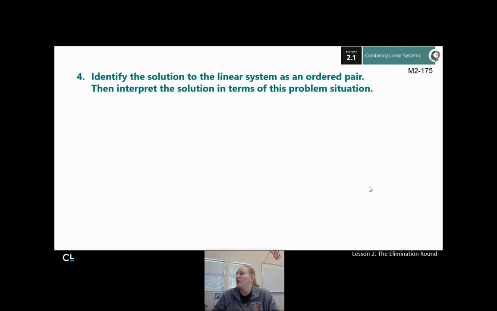We already found the solution to the linear system, but it does say we want you to write the solution as an ordered pair. Okay, so write your solution as an ordered pair. And then, of course, you've got numbers, but tell me what the numbers are. Interpret this solution in terms of the problem situation. Go ahead and hit pause, write it down, hit play when you're ready to keep going.